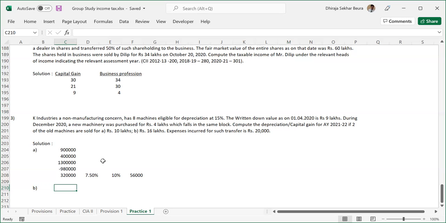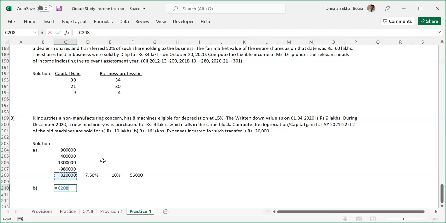Now, we're going to see exactly the opposite situation. You'll understand what I'm saying now. Okay, let's look at the 16 lakh side, when the sale has happened for 16 lakhs. Now look at this. There were 8 machines. You purchased one. You have sold only 2 machines. You're still left with 7 machines in your hand. Okay, but you have sold for 16 lakhs.